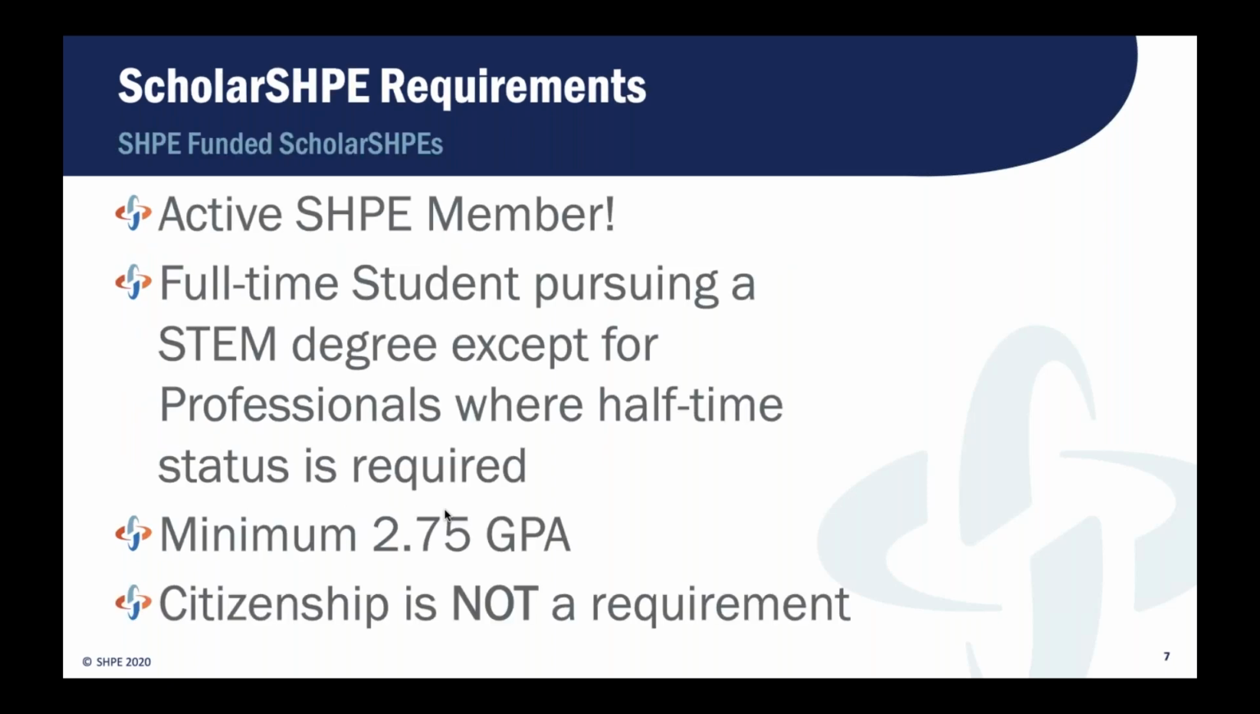The requirements, these are the primary requirements for all of our scholarships. So our basic requirements, 1 is that you're an active SHPE member. 2 is that you're a full-time student pursuing a degree in STEM, except for professionals where half-time status is required. But outside of that professional scholarship, you must be a full-time student. And for all of our scholarships, you must be pursuing a STEM degree. You must maintain a minimum of 2.75 GPA. This is very important.